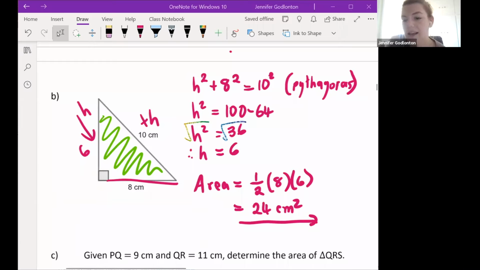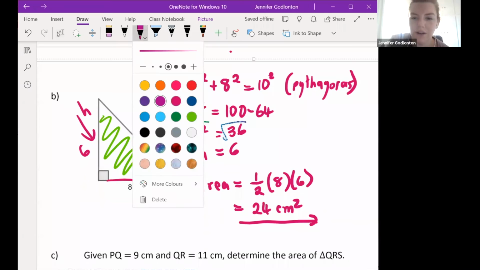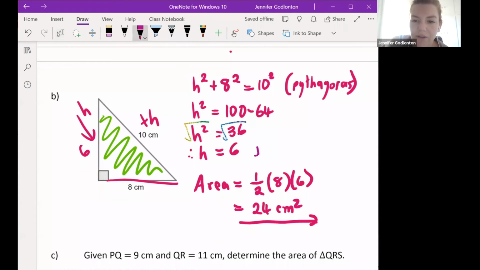Why is the 6 and 8 in brackets? It's just easier to put them in brackets when we're multiplying, but you don't have to. You can also say half times 8 times 6. All of that's fine.